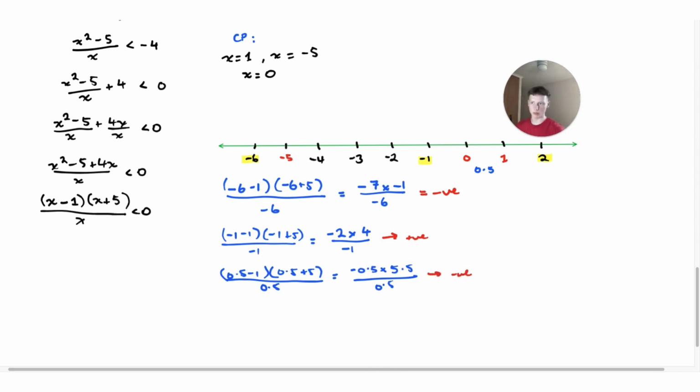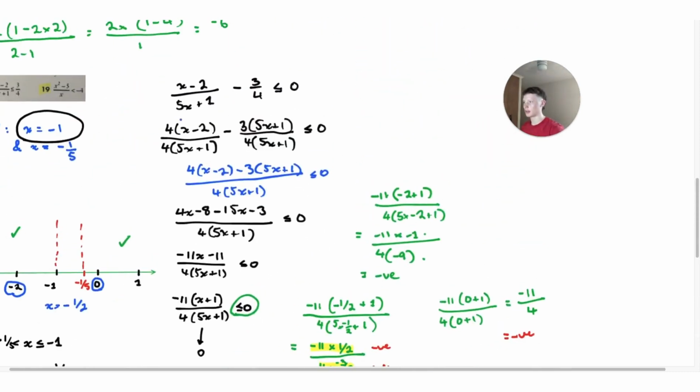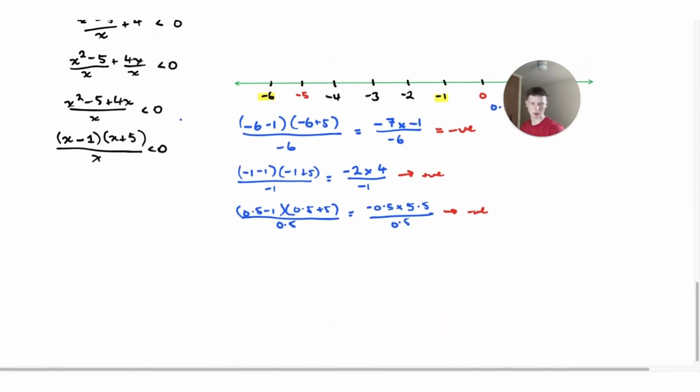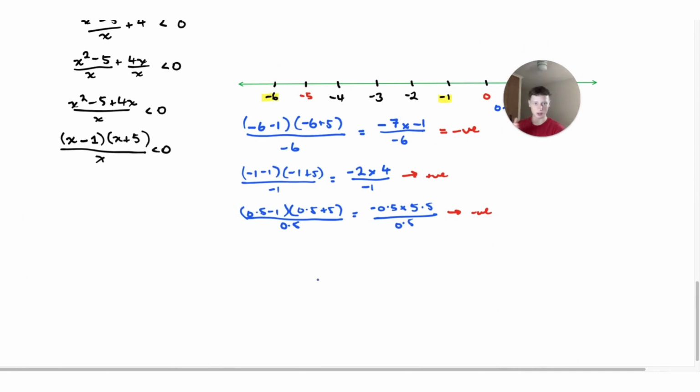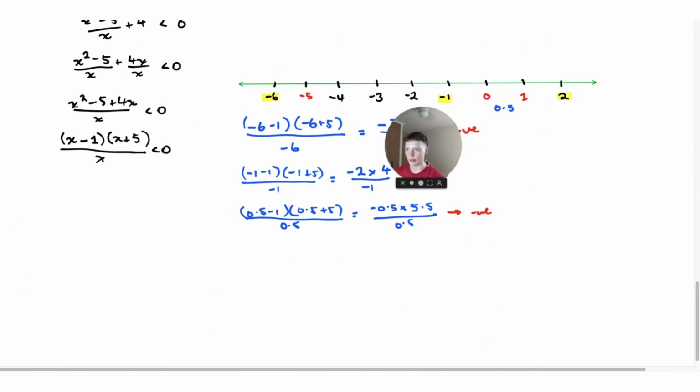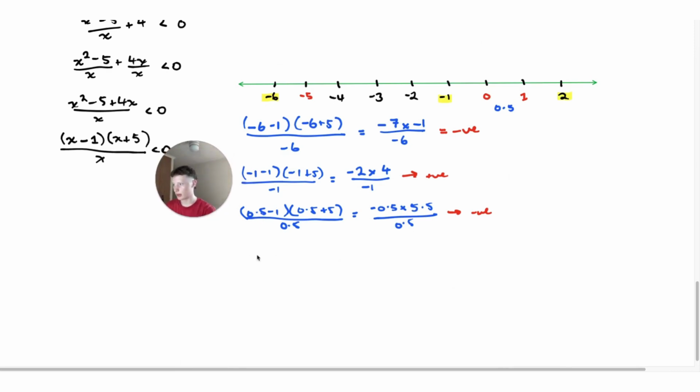And then I'm sure, based on the pattern you've observed so far, you can predict the next one's going to be positive, that they're going to alternate. But we can check it still. So what was our number? It was 2. So let's do that. So 2 minus 1 times 2 plus 5 over 2. That's 1 times 7 over 2, so definitely positive.